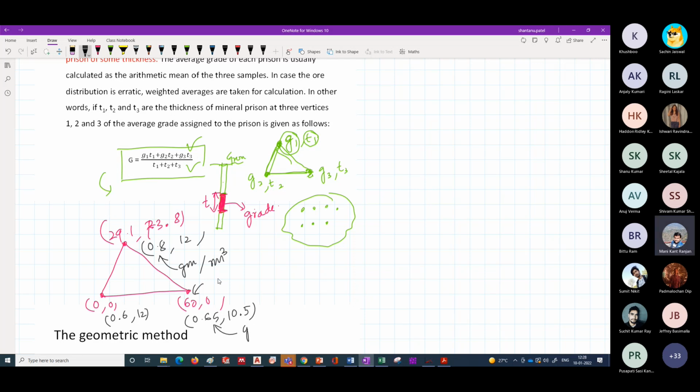So the grade is coming out to be 0.685. Okay, and what is the total quantity of gold? So total, one second.